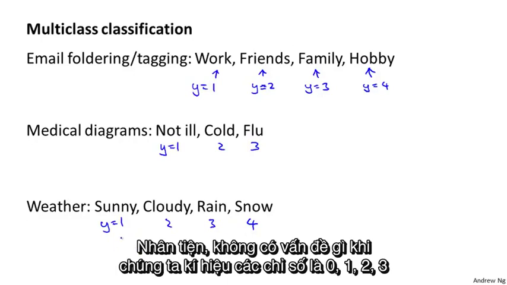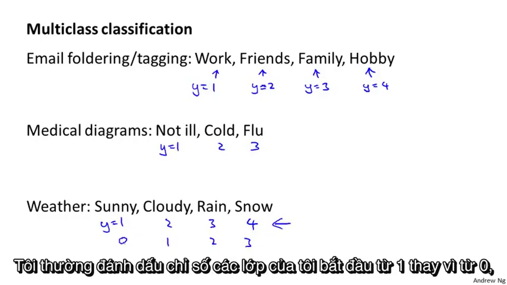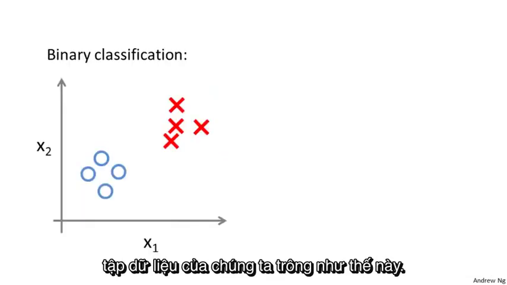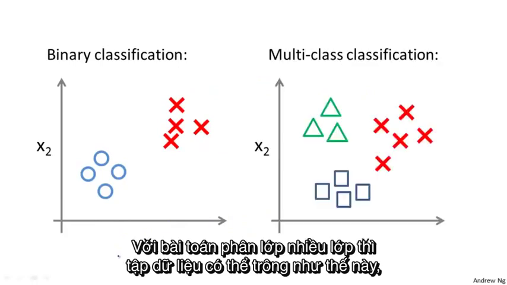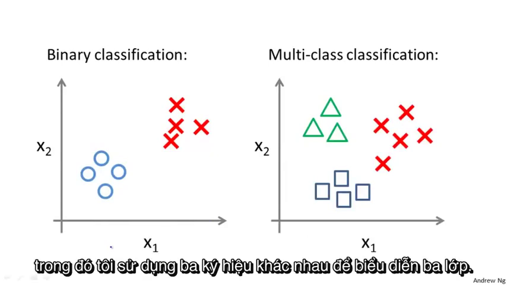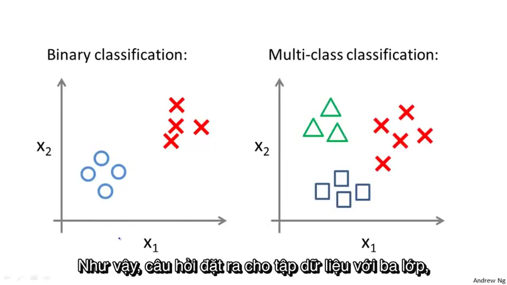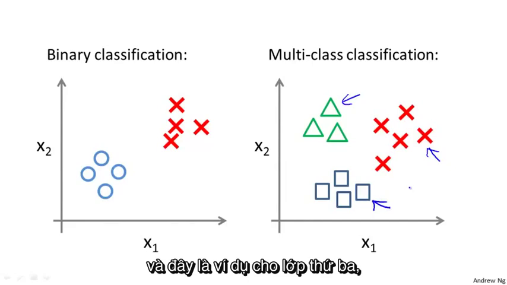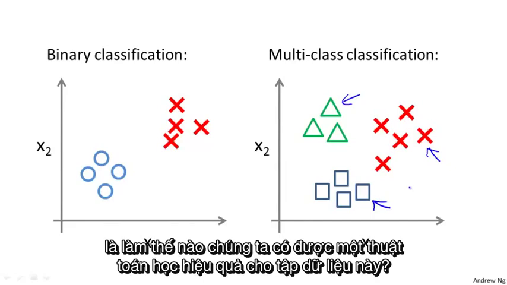And by the way, it doesn't really matter whether we index this as 0, 1, 2, 3, or as 1, 2, 3, 4. I tend to index my classes starting from 1 rather than starting from 0, but either way works, and it really doesn't matter. Whereas previously, for a binary classification problem, our data sets look like this. For a multi-class classification problem, our data sets may look like this, where here I'm using 3 different symbols to represent our 3 classes. So the question is, given a data set with 3 classes, where this is an example of one class, that's an example of a different class, and that's an example of yet a third class, how do we get a learning algorithm to work for the setting?